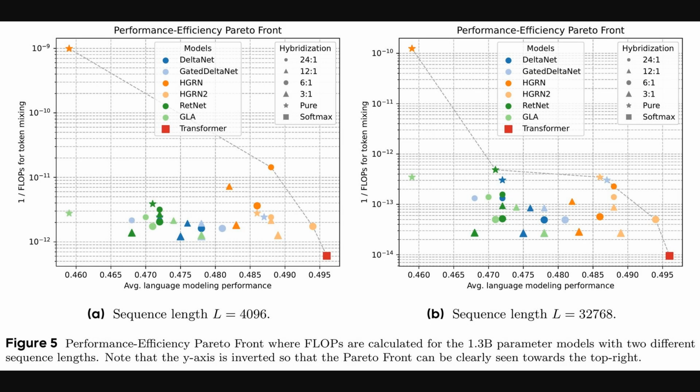Building on that idea of a sweet spot, these charts visualize the trade-off, using what's called a performance efficiency Pareto front. This front just shows the best options that balance performance against efficiency, which is measured in flops or floating point operations. The goal is the top right corner. You can see the standard transformer, that red square, has top performance but is the least efficient. The hybrid models, like HGRN-2, offer a great compromise. And as the text gets longer in the right-hand plot, their efficiency advantage becomes even more dramatic.